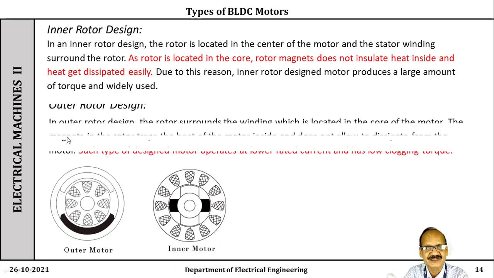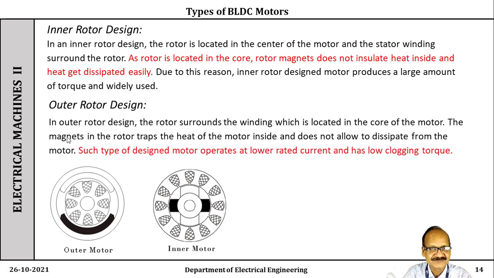Whereas for the outer rotor design, the rotor surrounds the stator, see, this is the outer rotor and here are the permanent magnets. This outer rotor surrounds the stator winding which is placed in the slots of the core, and therefore heat gets trapped and cannot be dissipated easily, and that's why such designed motors operate at a lower current and produce lower torque.